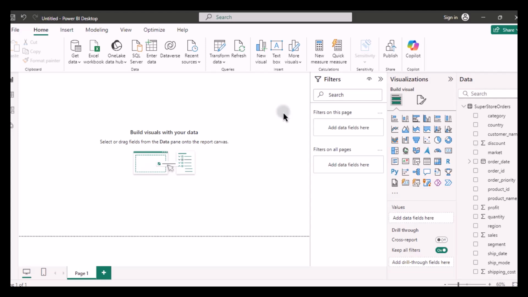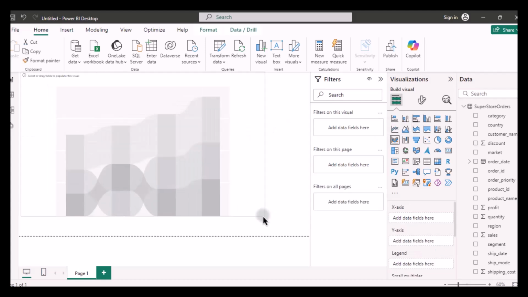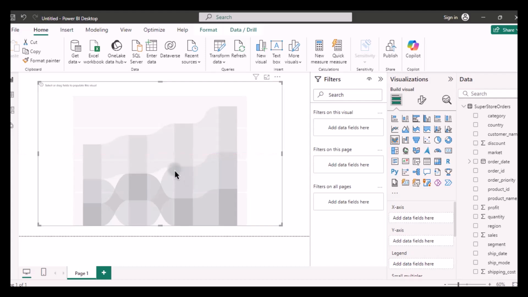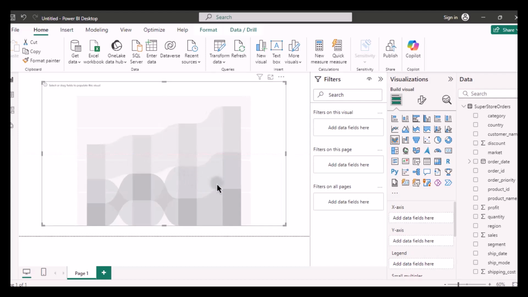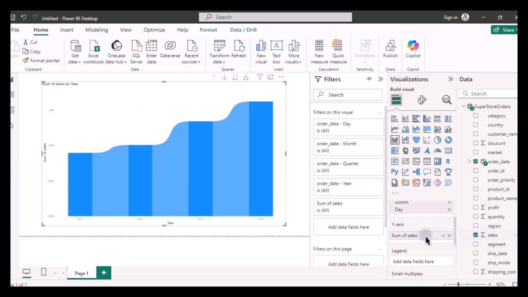So now let's create a ribbon chart and learn more about it. First of all, I'm going to choose the ribbon chart. And now we have a blank ribbon chart right on our Power BI report. After that, I'm going to work with 3 columns. So I'm going to put order date in the x-axis and sales in the y-axis.